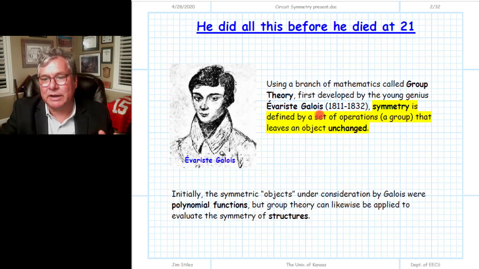He was someone that was trying to understand the solutions to polynomials, third, fourth, fifth order polynomials, and which general solutions existed and which ones didn't. And so his group theory was applied to polynomial functions, or more specifically the zeros of polynomial functions. But it turns out we can apply it likewise to physical structures to evaluate their symmetry. So again, he was a young genius. He developed the whole branch of mathematics called group theory before he was 21. He was killed in a duel.